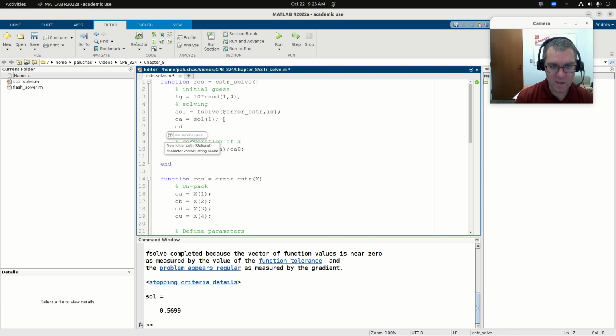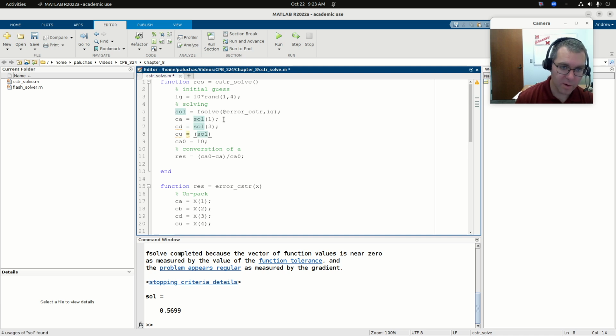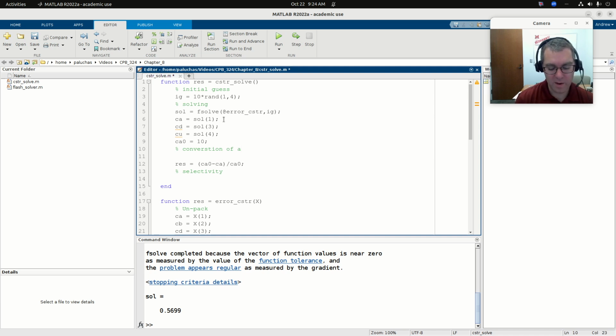All right, so CD, that's my third element of my solution vector. CU, that's my fourth element. If I can write it correctly. Okay, so now my selectivity. So let's see, do I want to make two optionals? No, let's just pack it up in a vector.